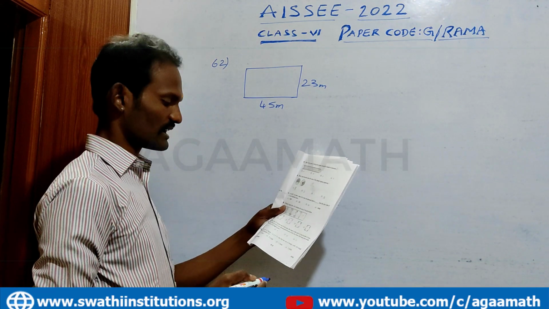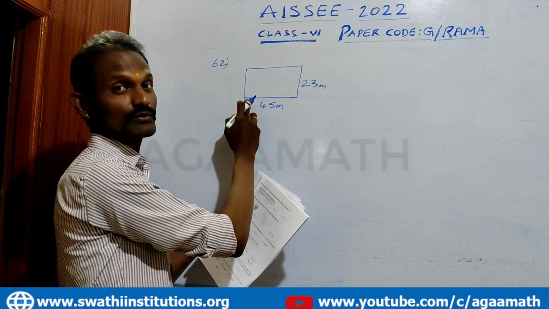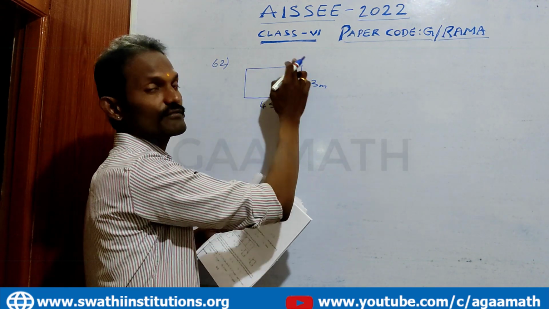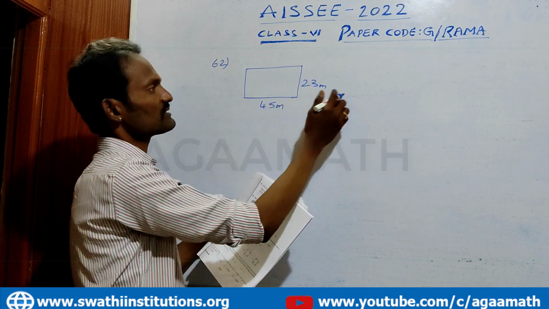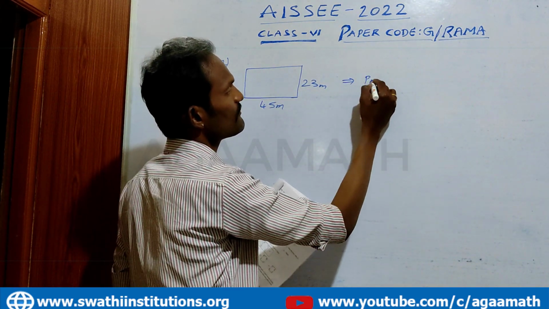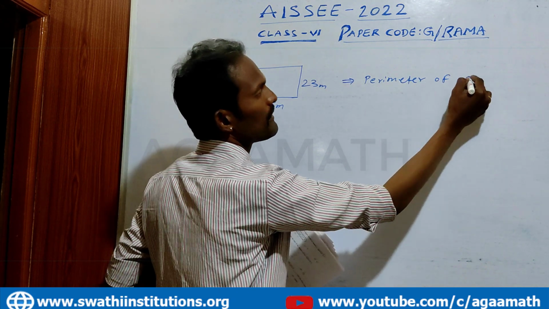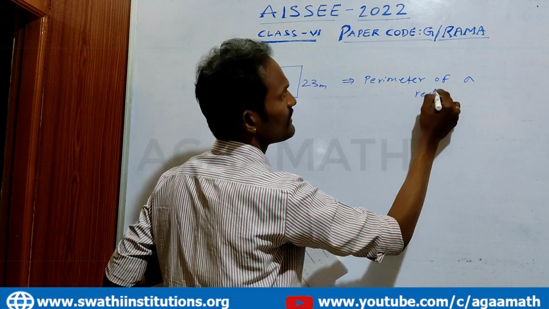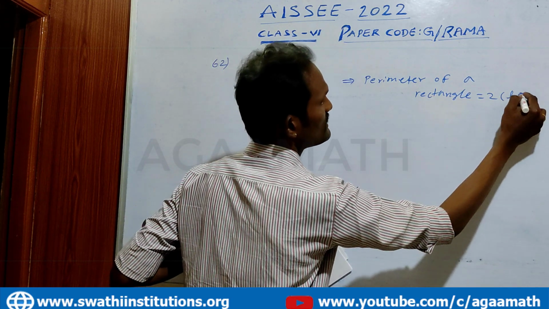And we have to find the perimeter. Perimeter means fencing. What do we do in fencing? We make a fence around the field. Around the field is called the perimeter. So what is the perimeter of a rectangle? The perimeter of a rectangle equals 2 times (length plus breadth).